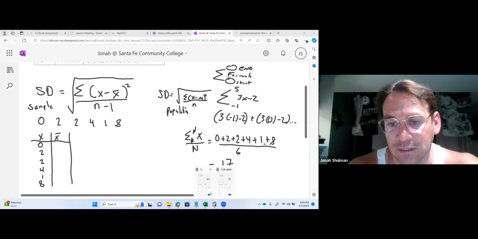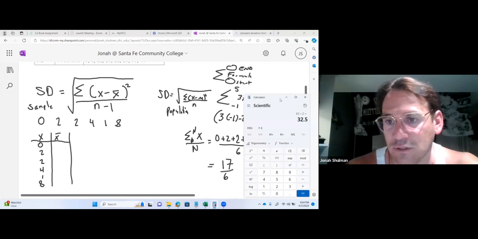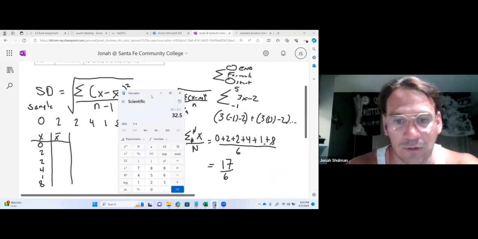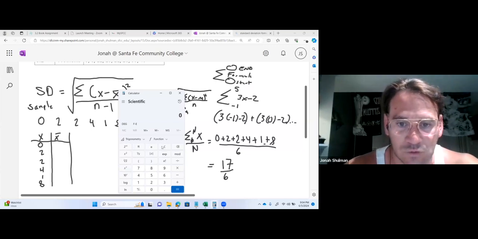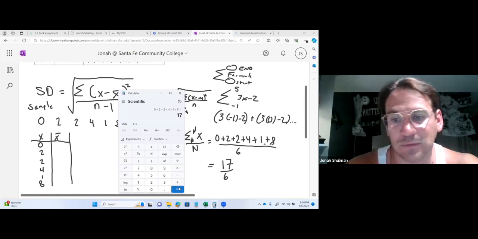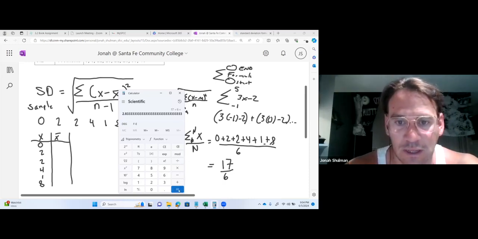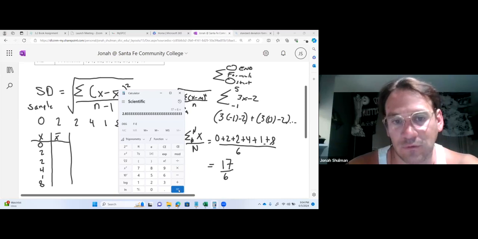So I have the little calculator here just to make sure I don't make a mistake. Here's our little calculator on the side. 0 plus 2 plus 2 plus 4 plus 1 plus 8. And we're dividing this by our terms, 1, 2, 3, 4, 5, 6, divided by 6 terms. And we have a mean of 2.83.